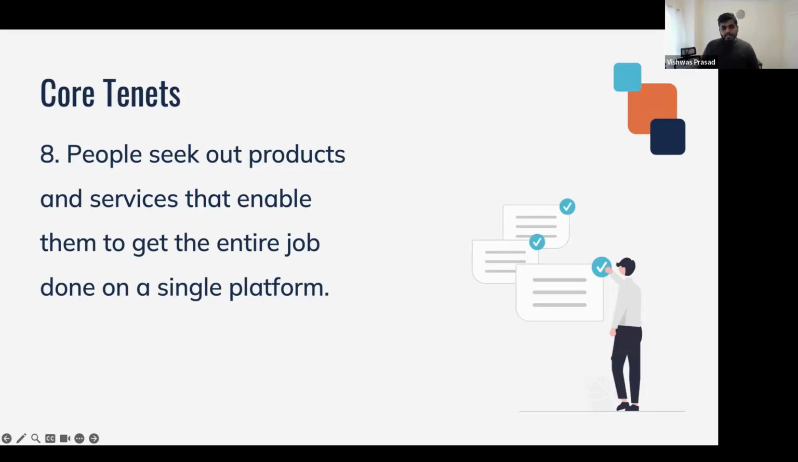Now, how do you do this? Understand the comprehensive needs, develop the integrated solutions, and enhance the user experience when you are integrating one product with another product, so that the user's experience doesn't break at any point in time.